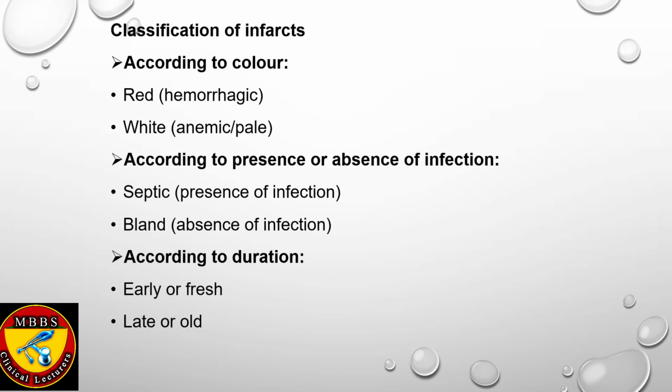Again, the infarcts are classified according to the color. They can be red, white, according to presence or absence of infection. They could be septic, or without infection could be bland. According to the duration of infarction, they could be early or fresh, which are usually red and hemorrhagic, whereas late and old infarcts are white and compressed.